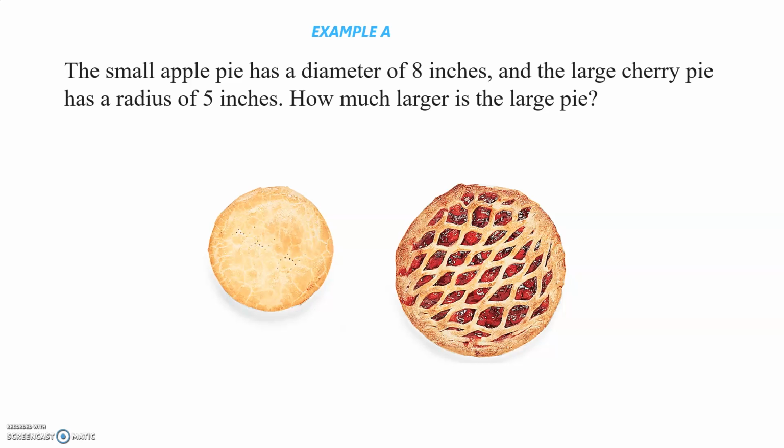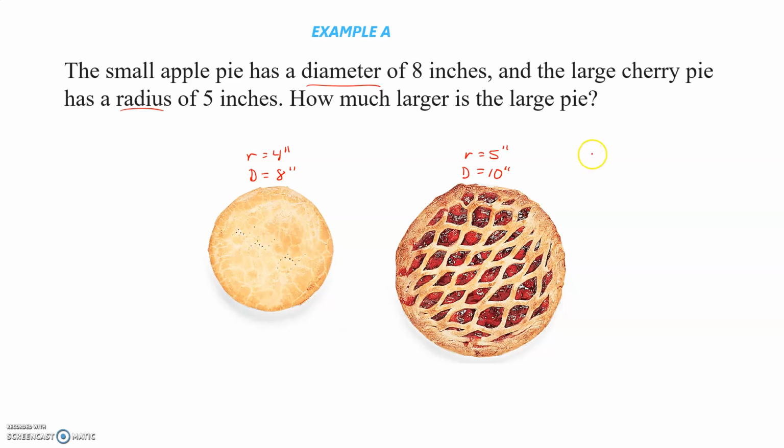The first example says a small apple pie has a diameter of 8 inches, which means that its radius would be 4 inches. And the large cherry pie has a radius of 5 inches. And just for fun, it has a diameter of 10 inches. So they were trying to trick us by talking about one of them in terms of diameter and the other in terms of the radius. How much larger is the large pie?